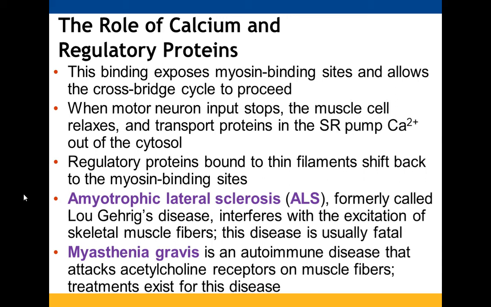In amyotrophic lateral sclerosis, ALS, also known as Lou Gehrig's disease, there are issues with skeletal muscle fibers being excited properly. This typically is a fatal disorder. Myasthenia gravis is an autoimmune disease. It is going to attack your acetylcholine receptors on your muscle fibers. There are some treatments for this one.